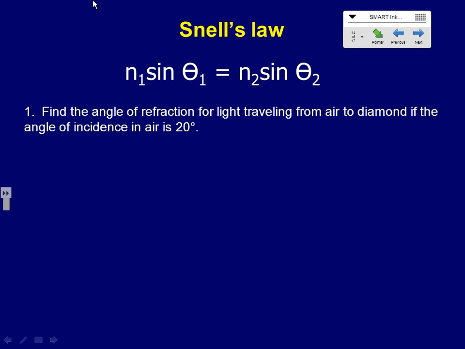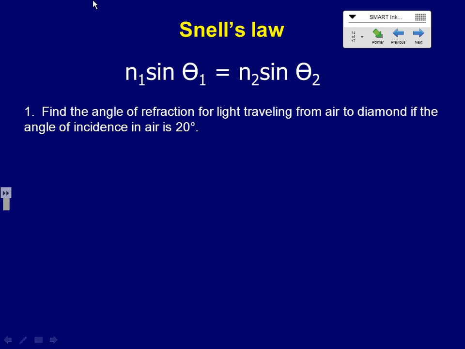And I did use a fairly small font there. I can read it off. We're struggling at the back there. Find the angle of refraction for light traveling from air into diamond if the angle of incidence in air is 20 degrees.